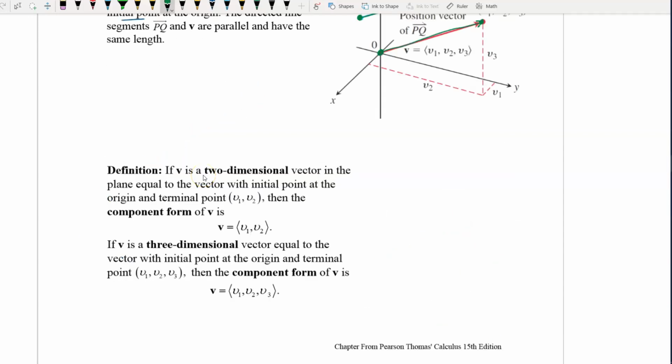So here again, we have the definition. We're going to use V for vector. If V is a two-dimensional vector in the plane equal to the vector with initial point at the origin and terminal point V1, V2, then the component form of V is V1, V2. If V is a three-dimensional vector with initial point at the origin and terminal point V1, V2, V3, then the component form is V1, V2, V3.